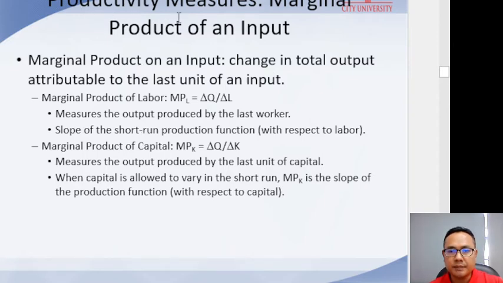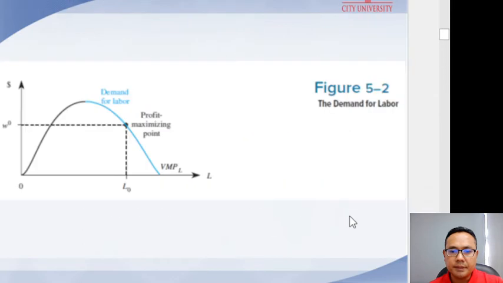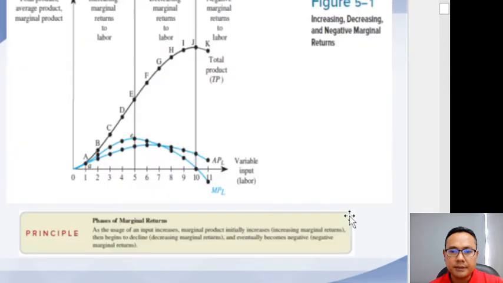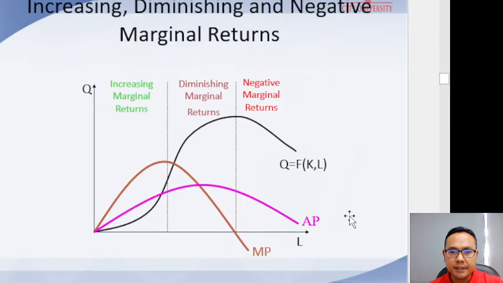Also we can use productivity measures based on the marginal product of an input. We have also discussed this before, with some tables and graphs in part one. If you still remember, this Figure 5.1 shows the same slide here: increasing, diminishing, and negative marginal returns.